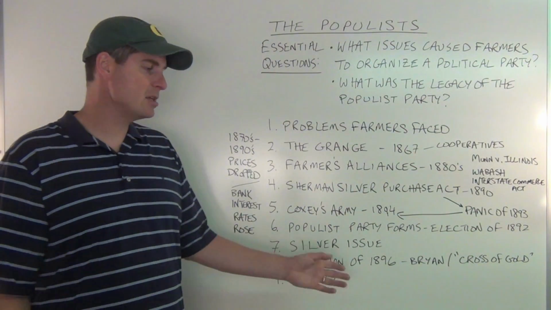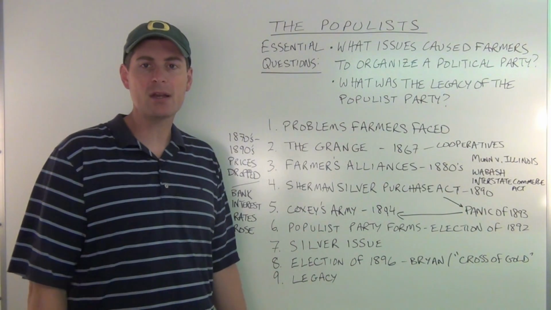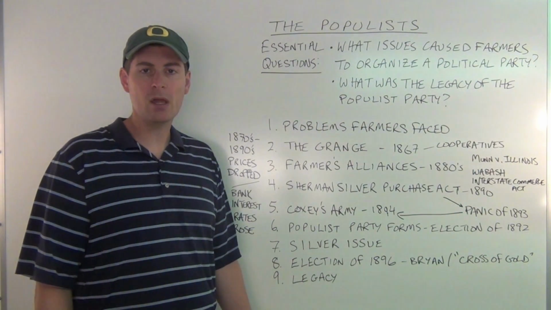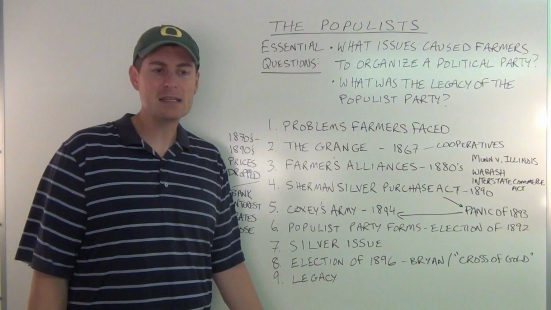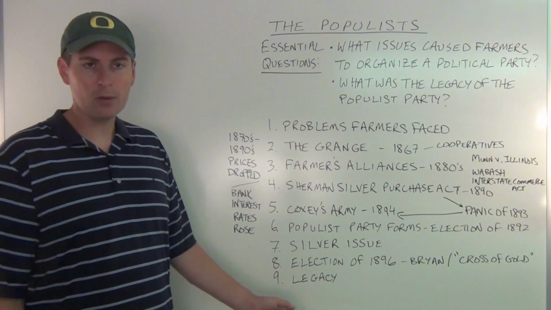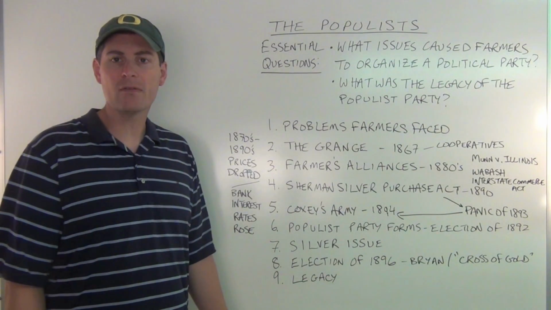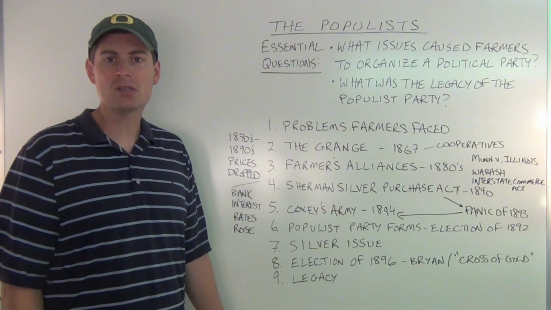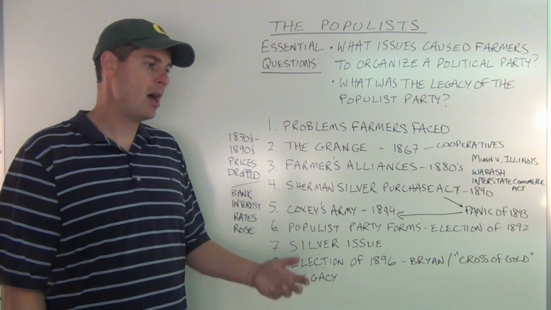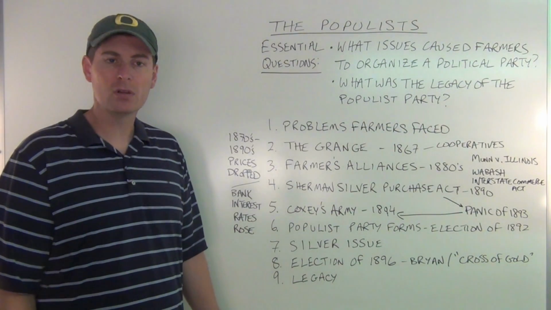Well, the election ends in defeat. McKinley is able to win the election, and the Republicans win. So populism dies out. There was a little, I guess, silver lining for the farmers. By the turn of the century, a few years later, farm prices had improved.